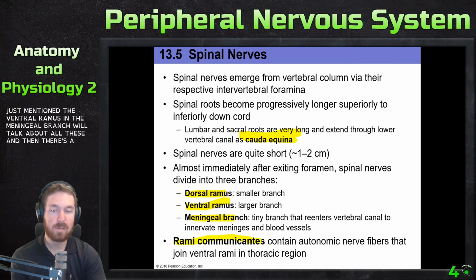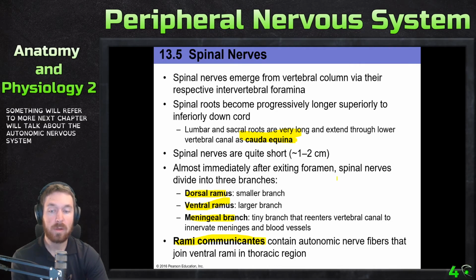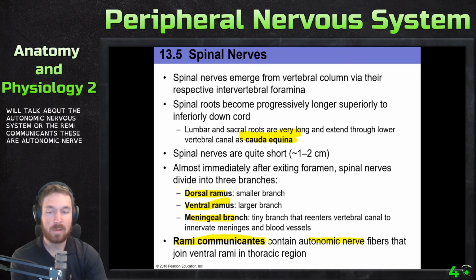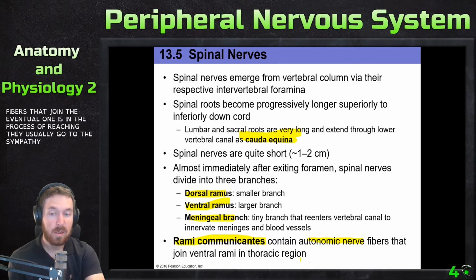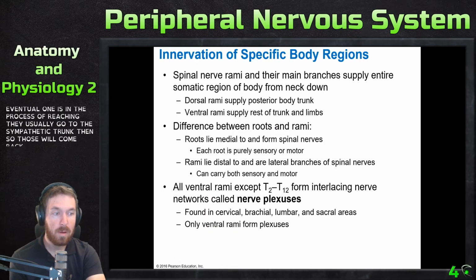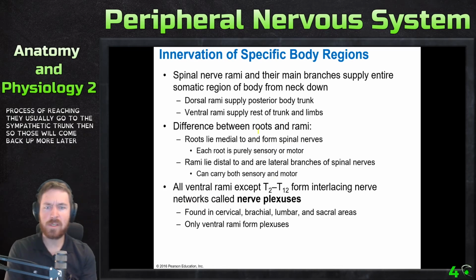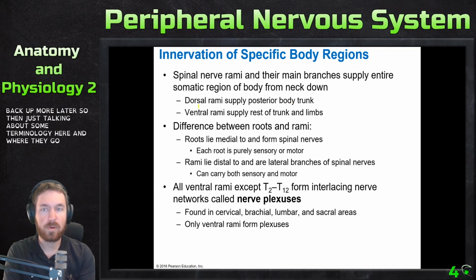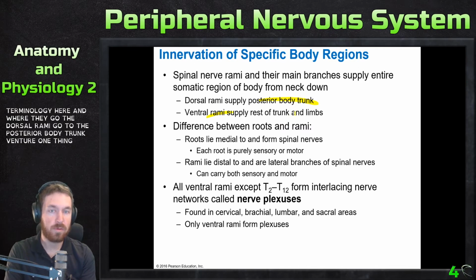There's also something we'll refer to more next chapter when we talk about the autonomic nervous system, the rami communicantes. These are autonomic nerve fibers that join the ventral ones in the thoracic region. They usually go to the sympathetic trunk. Those will come back up more later. Now, some terminology and where they go. The dorsal rami go to the posterior body trunk, and the ventral ones go to the trunk and limbs.